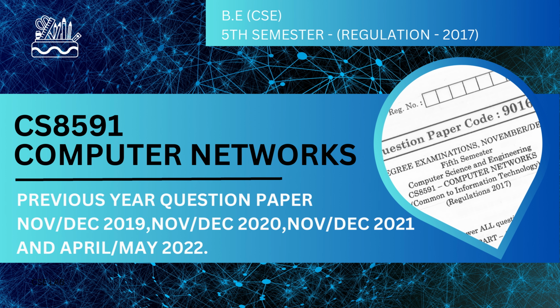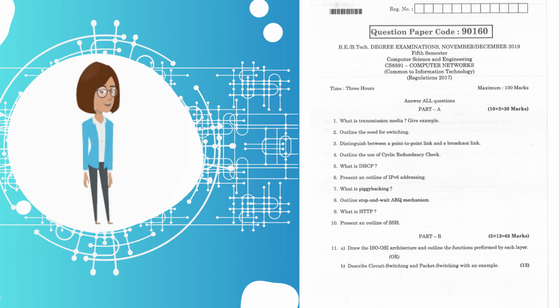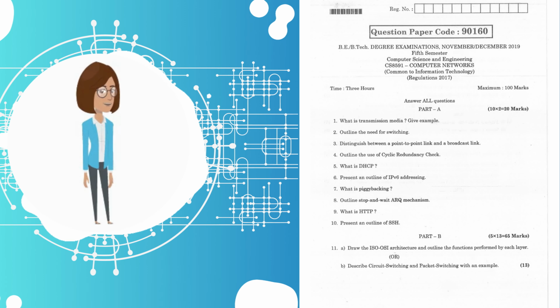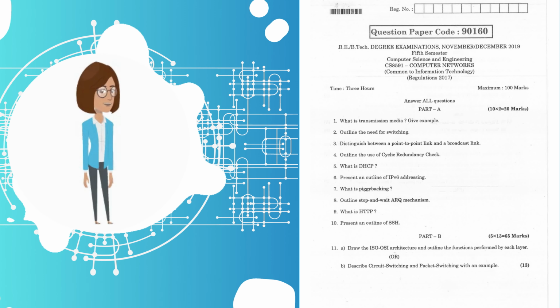2 mark. Part A. 1. What is transmission media? Give example. 2. Outline the need for switching. 3. Distinguish between a point-to-point link and a broadcast link. 4. Outline the use of cyclic redundancy check. 5. What is DHCP?